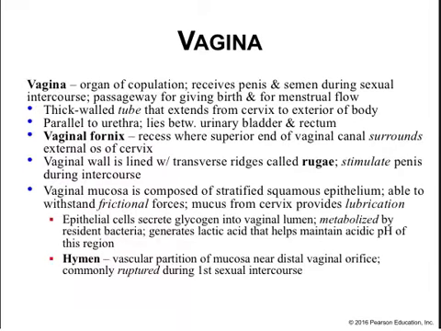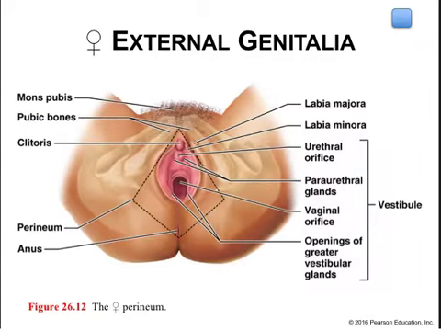The hymen is the vascular portion of the mucosa near the distal vaginal orifice that's often ruptured during intercourse, as well as other vigorous physical activity. The vulva is the external reproductive structure shown here. The mons pubis is the fatty rounded region overlying the pubic symphysis covered with hair after puberty.